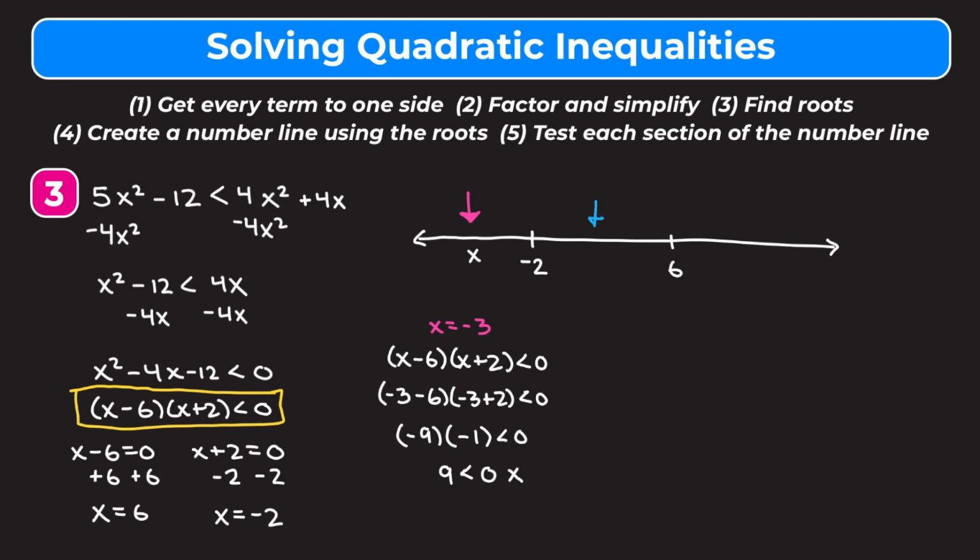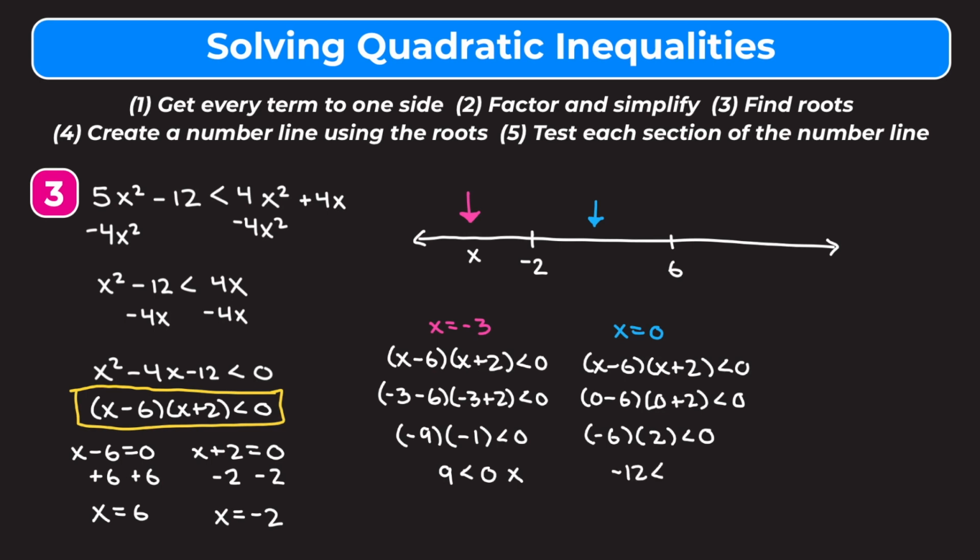So now we're going to test the middle section. We need some number between negative 2 and 6. So I'm going to pick x equals 0 because it is an easy number to work with. I'll start by writing our factored form. So remember that is the form we are using to test. And we're going to replace x with 0. So we're going to have 0 minus 6 times 0 plus 2 is less than 0. 0 minus 6 is negative 6. 0 plus 2 is 2. And negative 6 times 2 is negative 12. So we get negative 12 is less than 0, which is a true statement. So I'm going to put a check in this middle part of our number line.